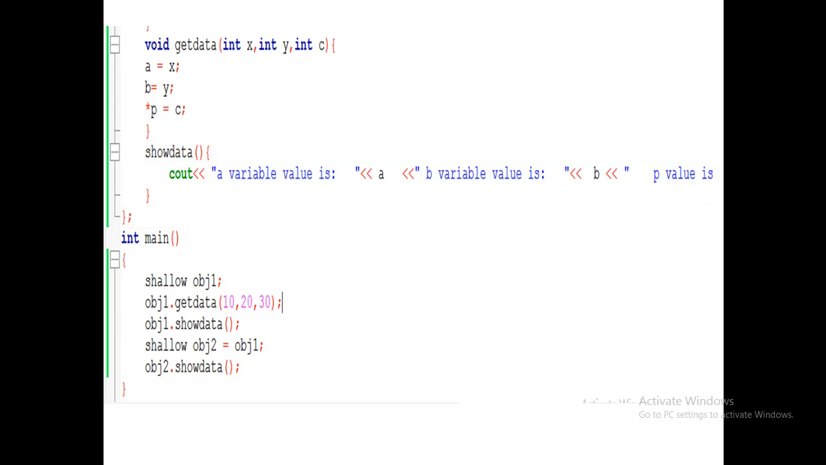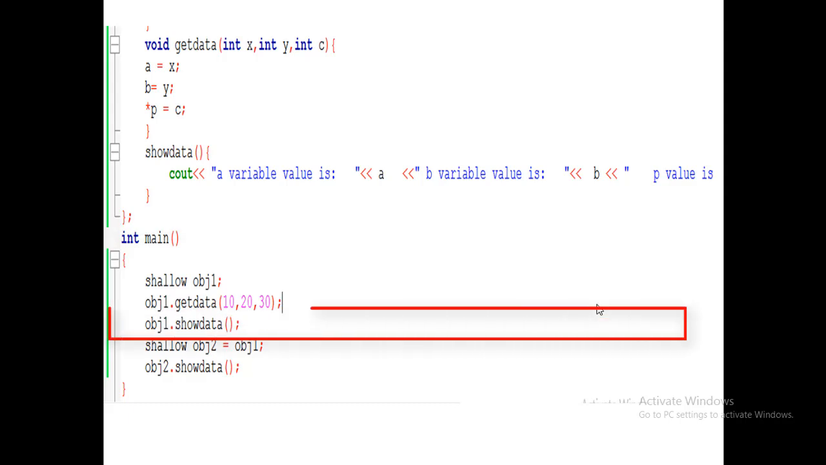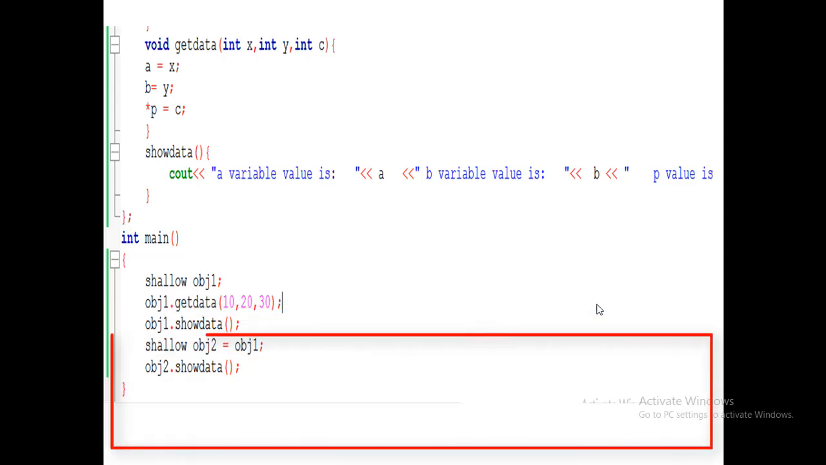In the main function, we create an object named object 1 and then pass the data as 10, 20 and 30. Object 1 dot show data will show all the data saved in object 1. In the next part, we call a copy constructor and create a copy of object 1 as object 2, and then again call show data with the object 2 object. So let's see the results.